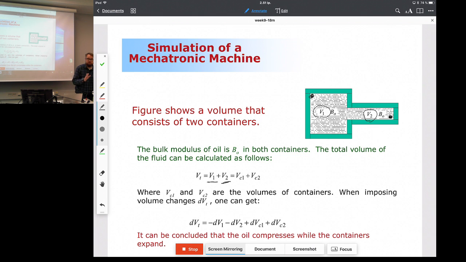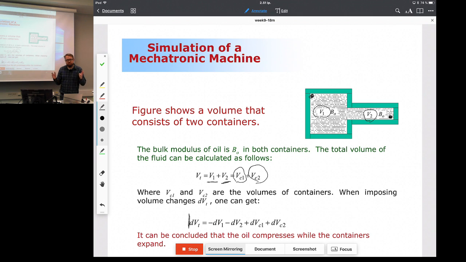Now, the amount of fluid and the size of the container are actually the same in this initial configuration. So VC1 and VC2 are the container sizes. Initially they are all the same. Now what I'm going to do is introduce a change in the volume.